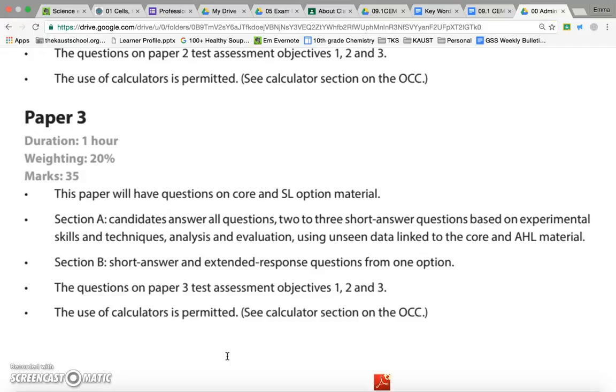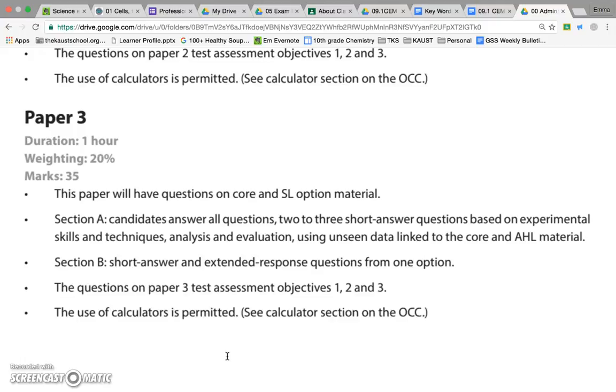For paper 3, if you are standard level, it lasts 1 hour, it's 20% weighting, and there are 35 marks. Now, in your DP course, you will do an option. This will be an ecology option. And in this paper, you will have questions on the normal core material and the option.